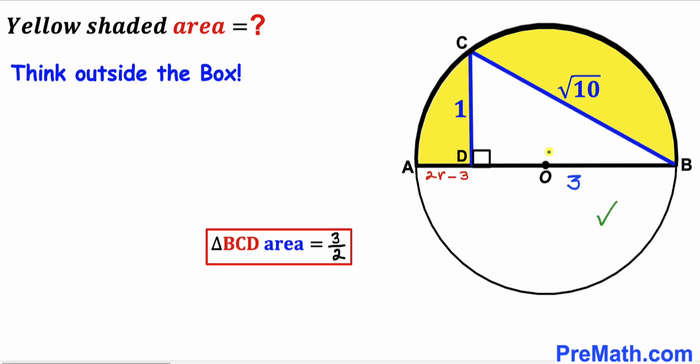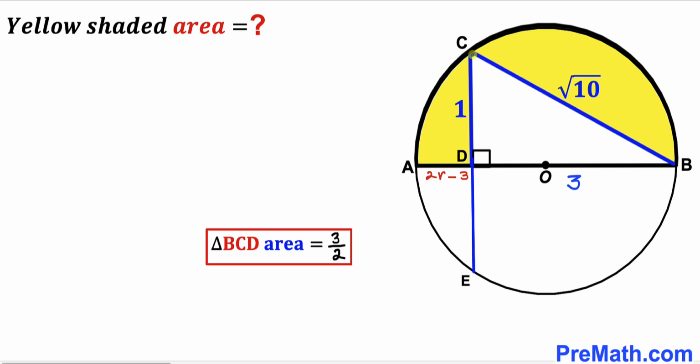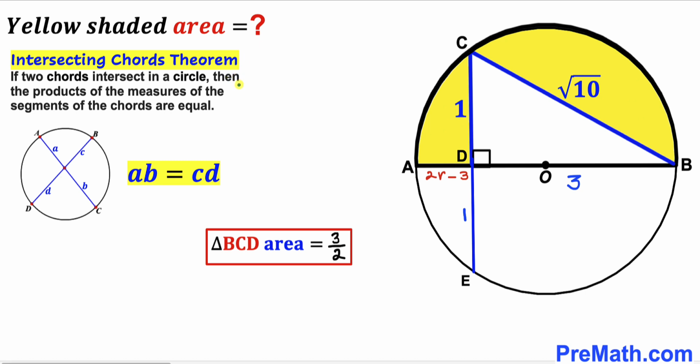And now we are going to think outside the box, and we are going to consider the entire circle with the center O. And in this next step, I have extended this line CD all the way to this point E on this circle. And as a result, we got this chord CE. Then by the definition of symmetry, if this side length is 1, then this DE length is going to be 1 as well. And now let's recall the intersecting chords theorem. If two chords intersect in a circle, then the products of the measures of the segments of the chords are equal, as you can see in this given diagram.